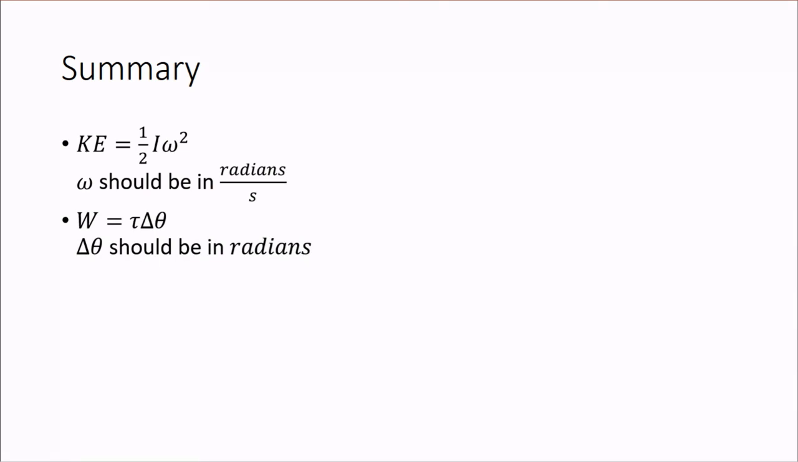Let's summarize. The kinetic energy of a rotating object is given by this formula. Keep in mind that angular velocity should be in radians per second. We also learned that the work done by a torque is given by this formula, where the change in angle is in radians. And that's it for this video.